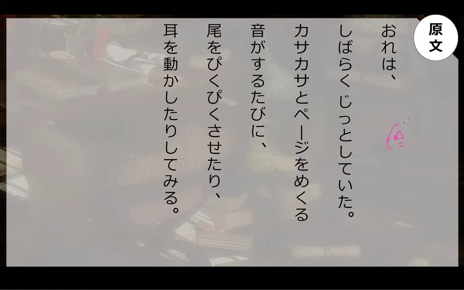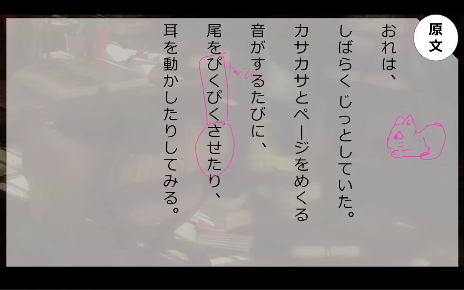Then, now this phrase is o biku biku sase tari. His tail, he's doing something to the tail. He's twitching it. But here he's referring to Khan. Khan is doing the sase tari, which is biku biku sase tari. What is that? Biku biku means twitch.